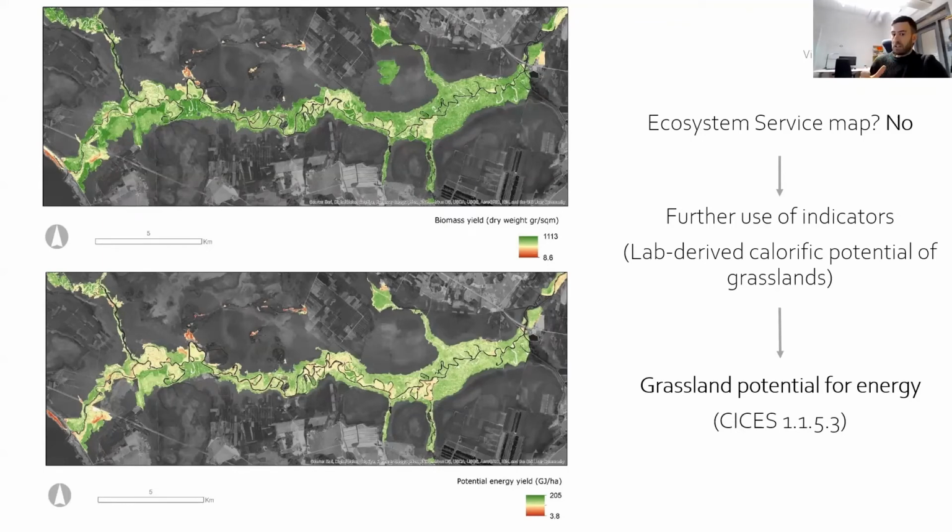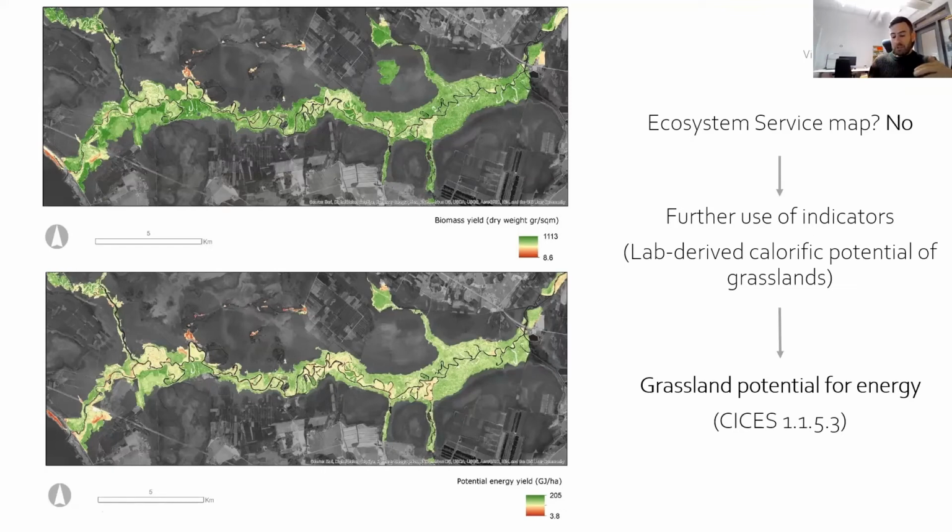And in this particular case, that data came from taking some of the grass samples into the lab and burning them and assessing the energy yield or the calorific power of different grass types. And then with that data, I can plug that into my remote sensing assessment, and then I get the potential energy yield, which is the map that you see on the lower left corner. And that is already an ecosystem services map.